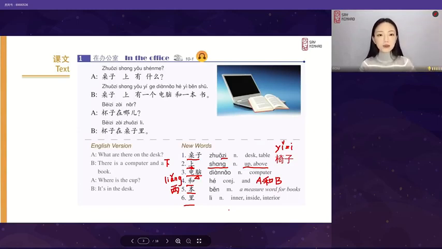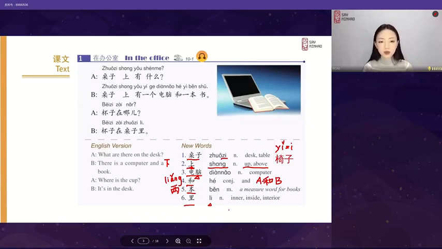Okay, now let's move on to our last new word for text one, which is 里. When it is used individually, it is a third tone word. But inside this text, when it is used with other elements, it is a neutral tone. Please read after me. Li, li, li. Okay? It means inside something, or inner, interior. So when I say 家里, it means inside home, in home.